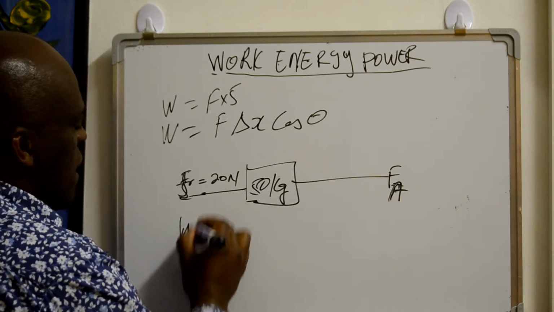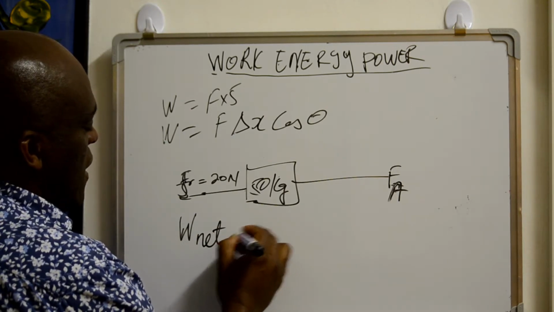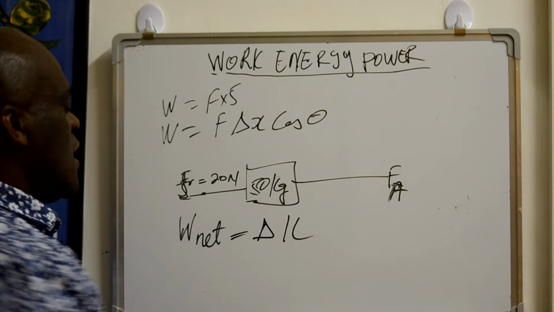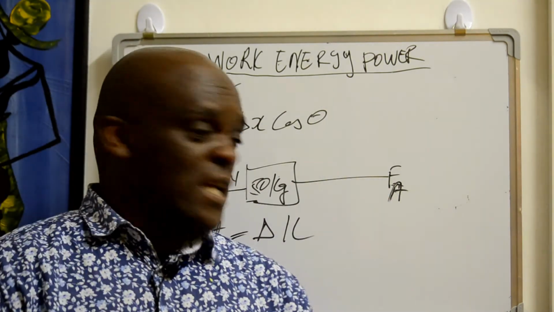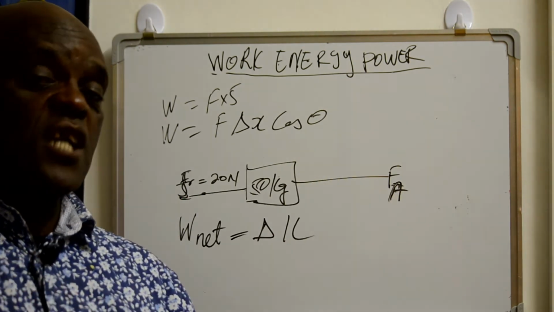Work net is the change now in kinetic energy. That is the formula that is there. The work net, the work done by the force, is the change in kinetic energy.